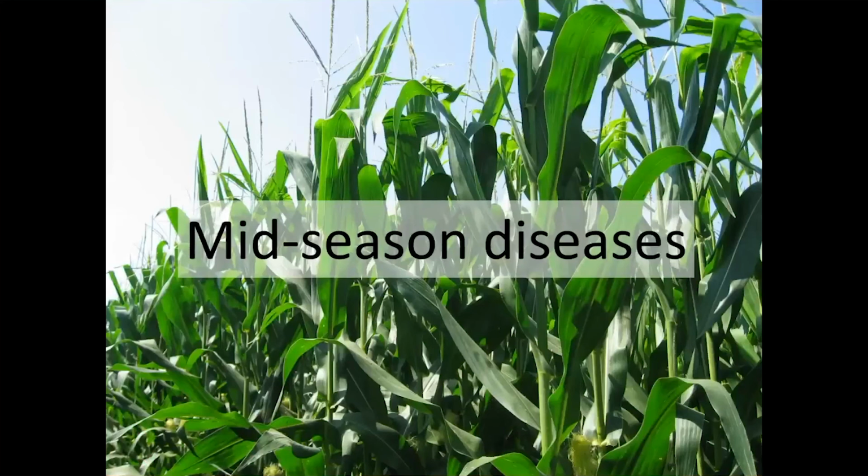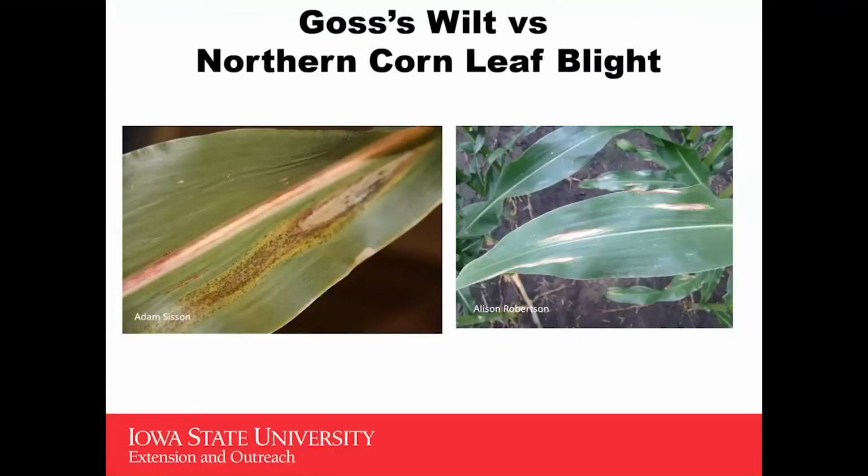So mid-season diseases would be next, and this is going to be mostly foliar diseases. And I think this time we're going to use corn as an example. So one of the most frequent things that I get in the clinic for confirmation, because they're kind of hard to differentiate, would be Goss's wilt versus northern corn leaf blight. On the left-hand side, you have Goss's wilt, which is a bacterial disease. On the right-hand side, you have northern corn leaf blight, which is a fungal disease. And again, going back to that earlier example, you can see how they can look similar. And if you were to misidentify one of them and apply a fungicide, it could be no good.